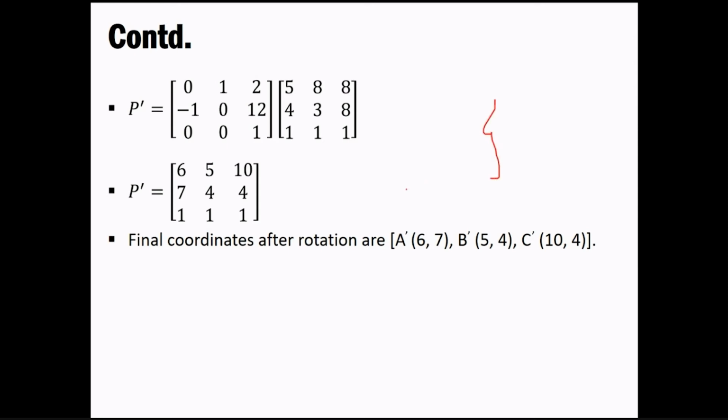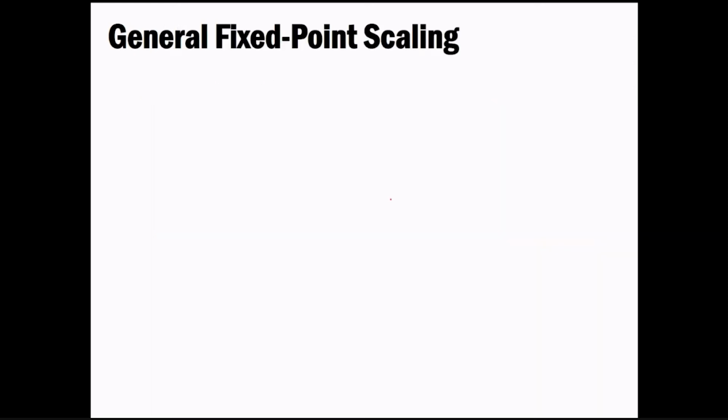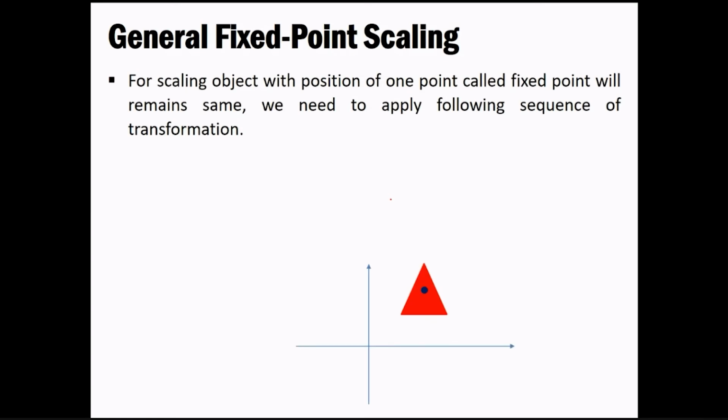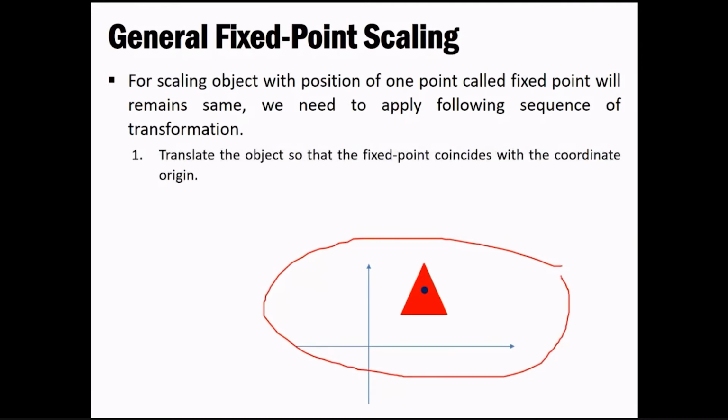Okay, fine. So now let's generalize fixed point scaling. Now what is this thing? For scaling an object where the position of one point, called the fixed point, will remain the same, we need to apply the following sequence of transformations. So what we are trying to achieve is given over here. We have an object and we need to perform some scaling operation on it.